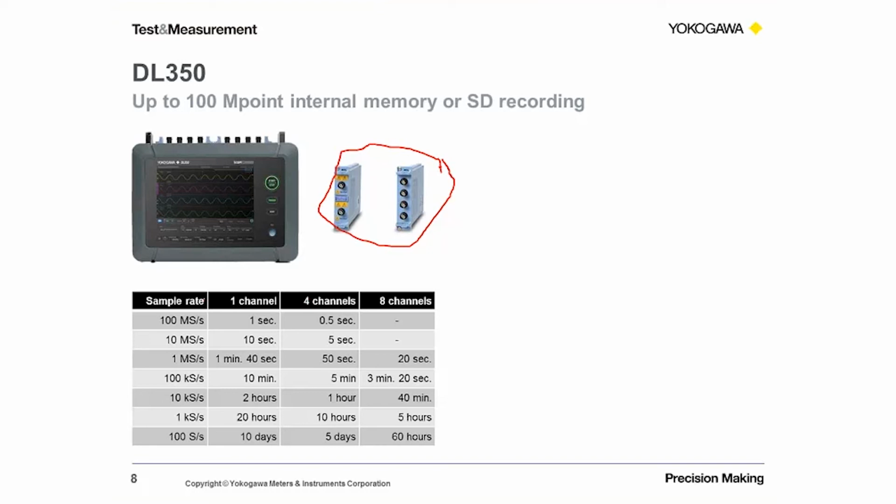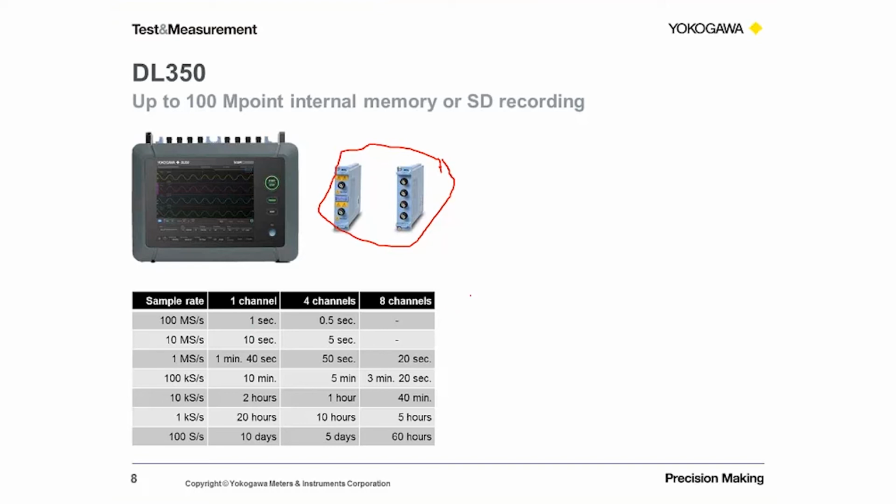And then, as you can see here, if we have 8 channels using the 4-channel module here, we can sample 1 meg and do that for 20 seconds. Like the DL850, we can also then save directly to SD card.